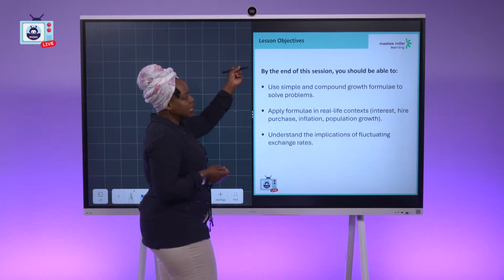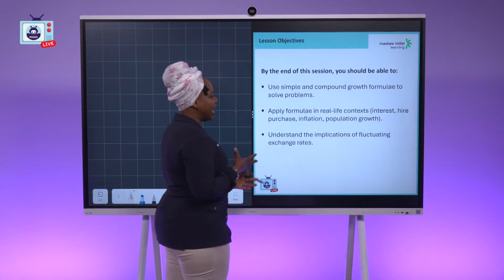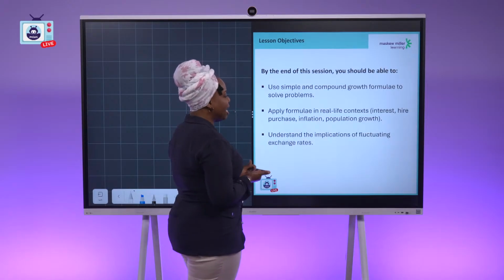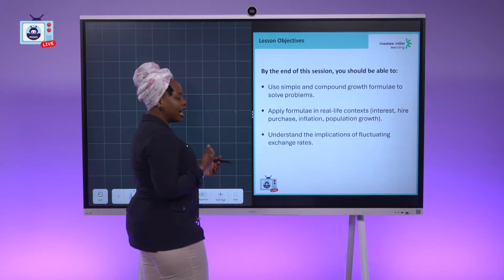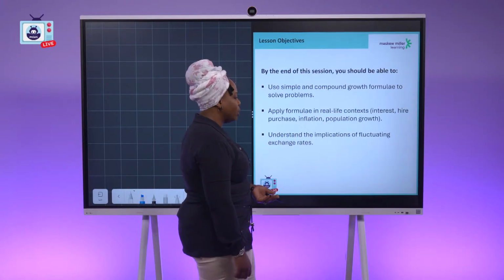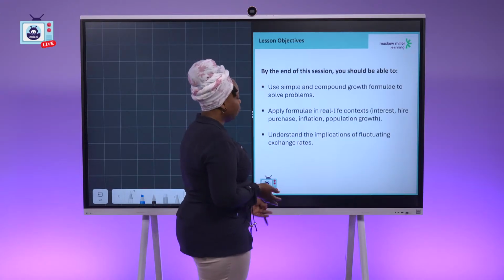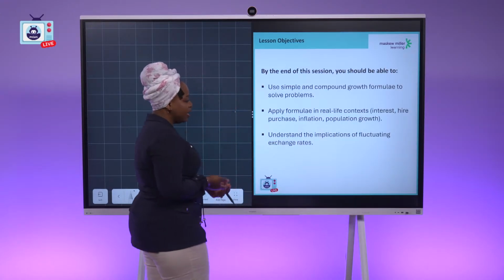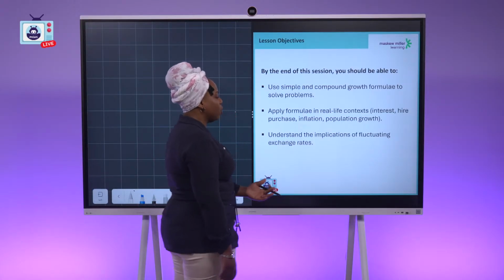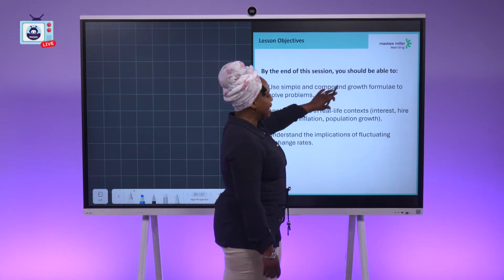So the objectives will be, at the end of this session, you need to know and understand how to work around simple interest and compound interest and using the formulas as we solve the exam kind problems, as well as applying them in the real life context, be it interest, hire purchase, inflation, and population growth as well. And we want you to learn and understand the way in which exchange rates happen in our daily lives.